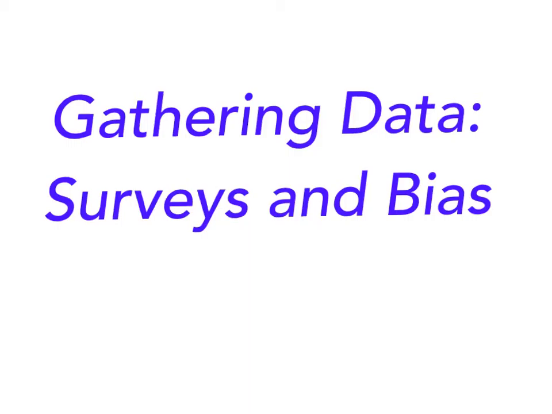This is the second video on gathering data. The first video was on the different types of sampling methods and their advantages and disadvantages. In this second video, I will be talking about surveys and bias. Bias in surveys is undesirable but often unavoidable. In this video I will discuss some major types of bias that may occur in the sampling process.